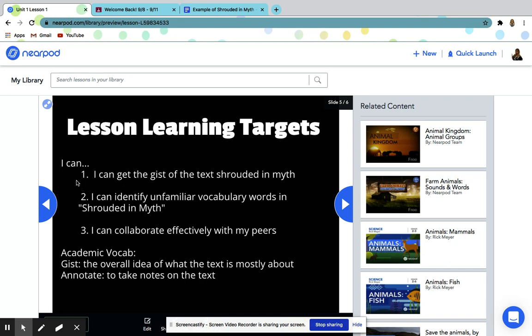So, our very first learning target is: I can get the gist of the text shrouded in myth. Now let's look at this word, gist. It's going to come up a lot in a couple of our lessons. So if we look at the gist, it is the overall idea of what the text is mostly about.